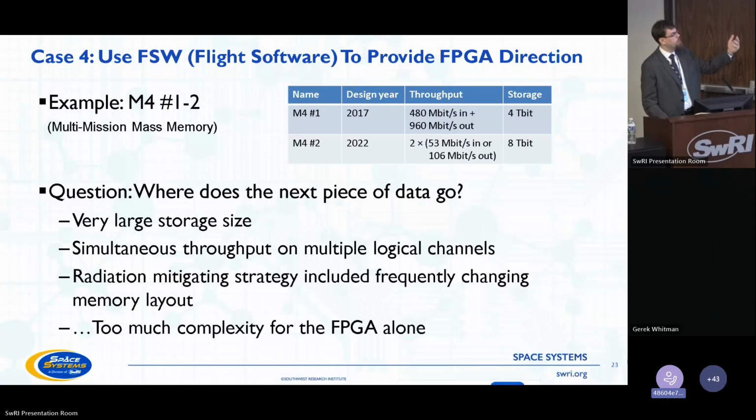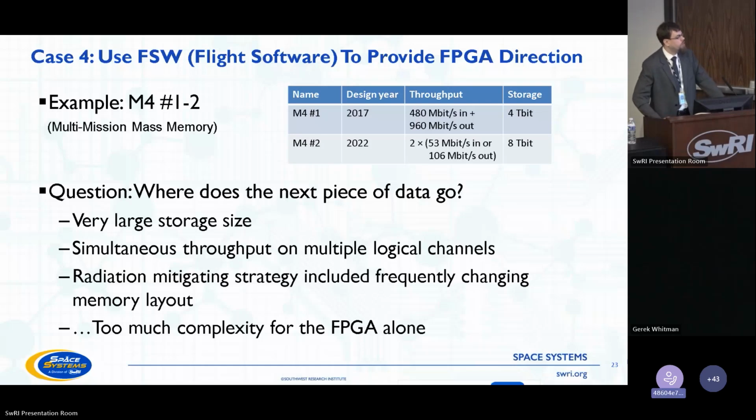So for these, the examples I'm going to use are the M4 missions. In this case, the mission mass memory, the M3, went through some more iterations and design expansion. So it became the multi-mission mass memory, and the number of M's increased by 1. In the first slide, I presented a couple of products. These are the ones with the highest storage, and they also have the highest complexity.